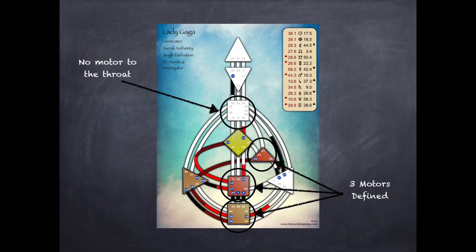I mentioned that generator types are people who need people, or people who need other people to get a motor to the throat and also to make things happen in their lives. And anyone who knows Lady Gaga or Richard Branson can easily say that these guys made things happen in their lives. So how did they do that?